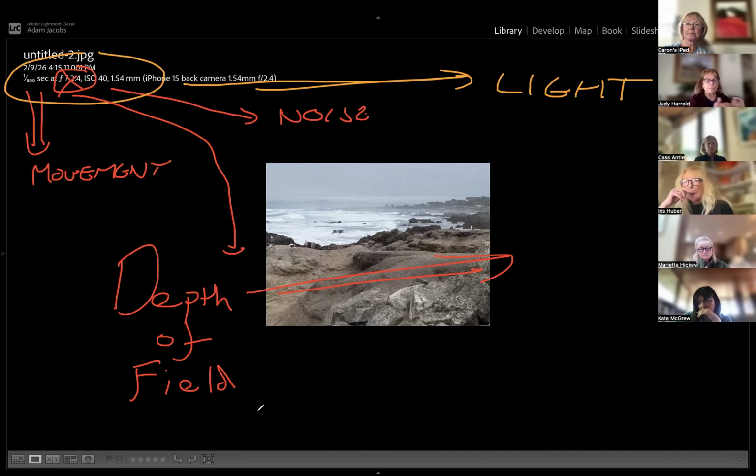Well, the distance from the photographer and the subject. Nope. Nope. How much you want? What's in focus? Yeah, good.